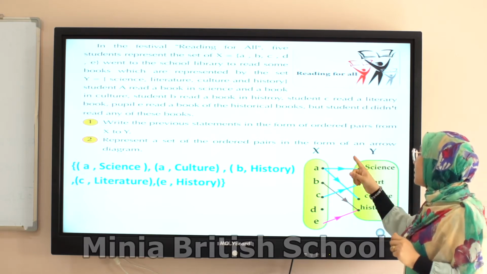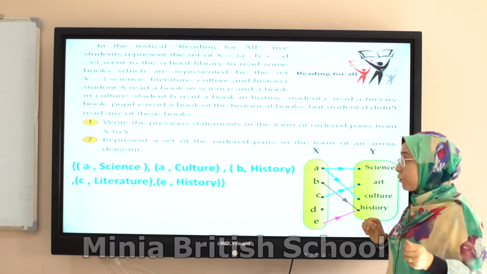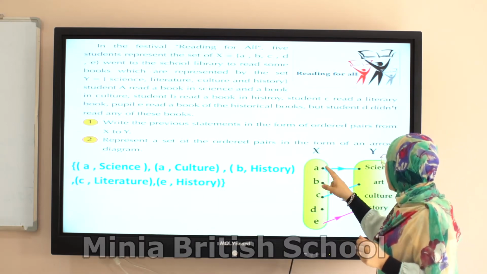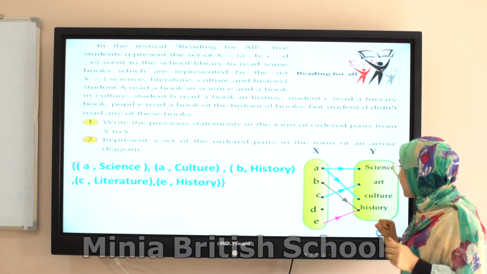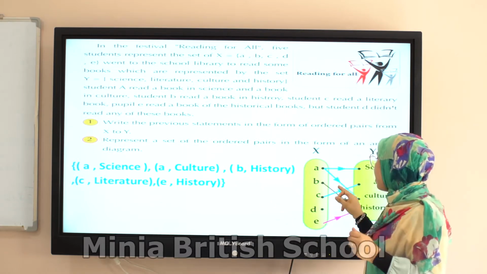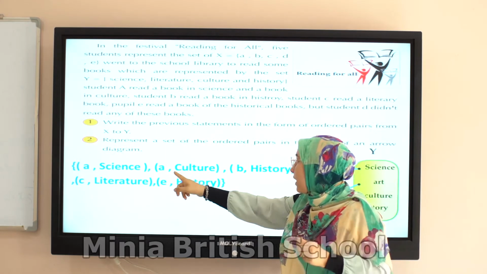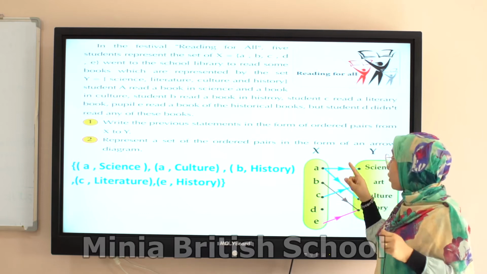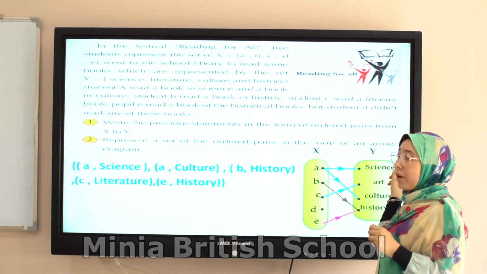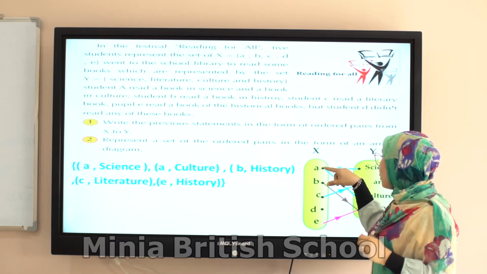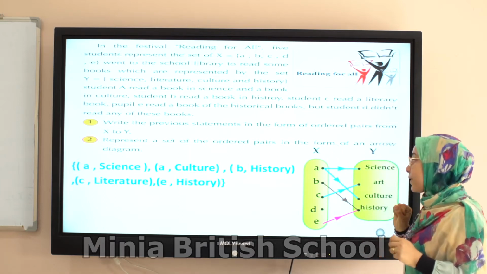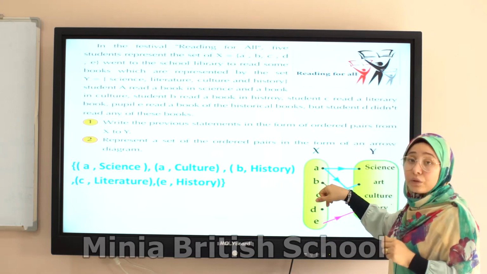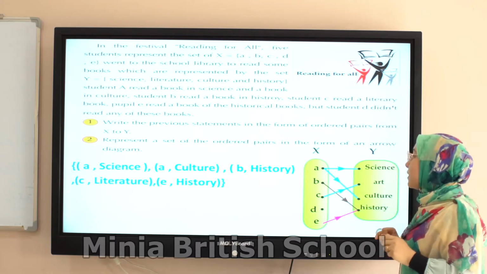Now, the first ordered pair, A and science, and also A and culture. So A and science, A and culture. I will draw an arrow from A to science, also an arrow from A to culture. And here B and history, so I will draw an arrow from B to history.